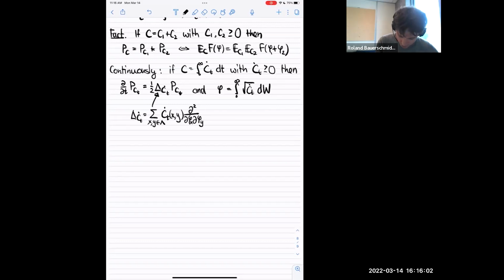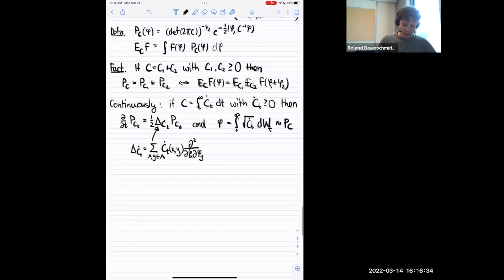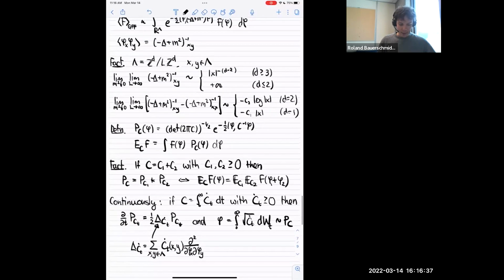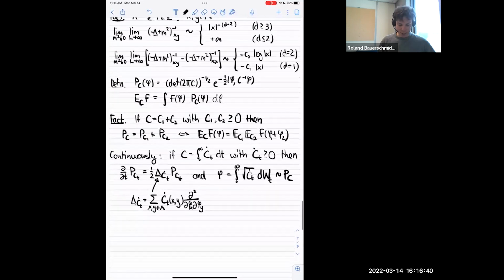Where these dWs are Brownian motion on R to the lambda. And so this phi has distribution PC of the Gaussian measure. So these properties of decomposing Gaussian measures are in some sense the starting point for the quantitative understanding of the renormalization group, Wilson's spirit. We have a Gaussian reference measure, say the free field, and we can decompose it using this property.